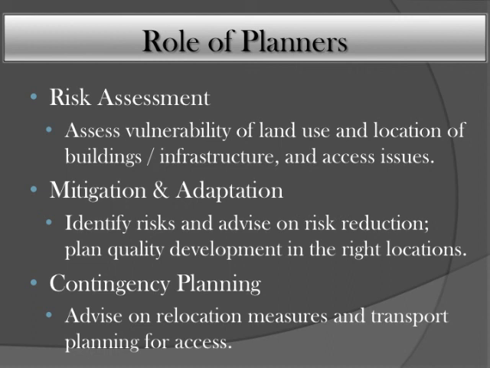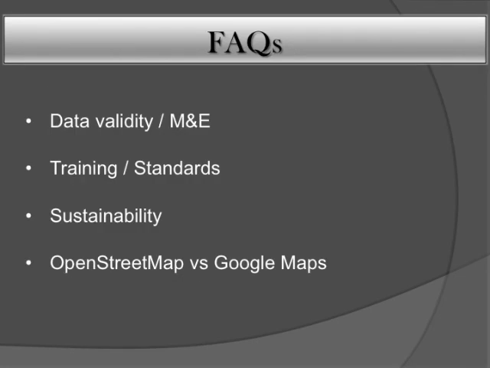Finally, planners are well positioned to provide input to risk assessments by estimating vulnerability relating to the way land is used and how settlements, buildings, and infrastructure are located. They can also assess potential access issues during a disaster, and when planning mitigation and adaptation efforts, planners can identify the risk associated with certain areas, advise on risk reduction, and plan for quality development in the right locations. Their skills are also valuable in contingency planning to advise on relocation measures.